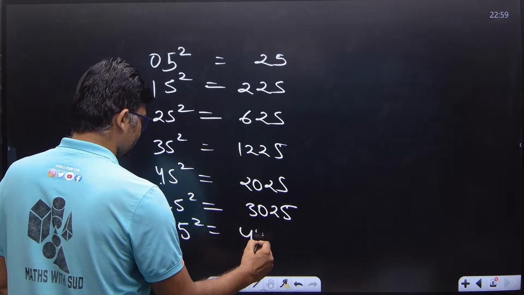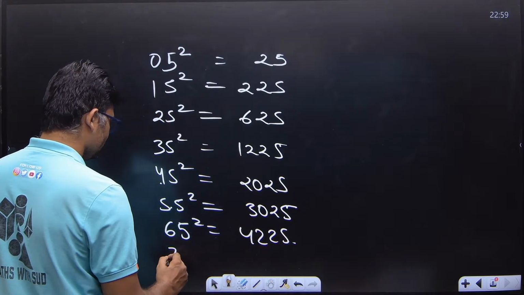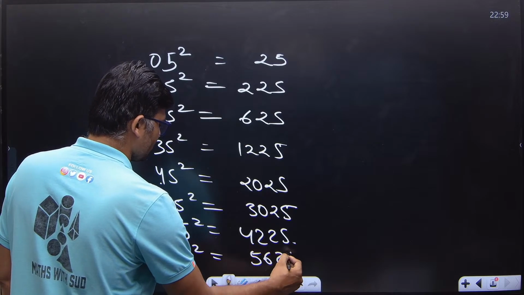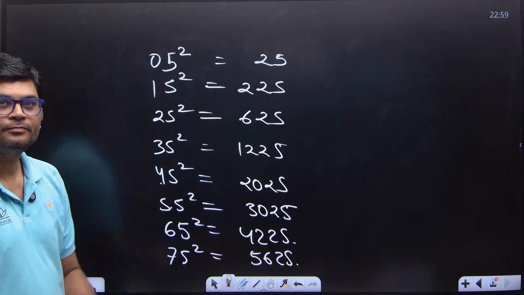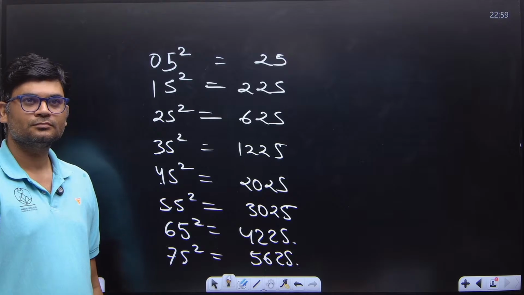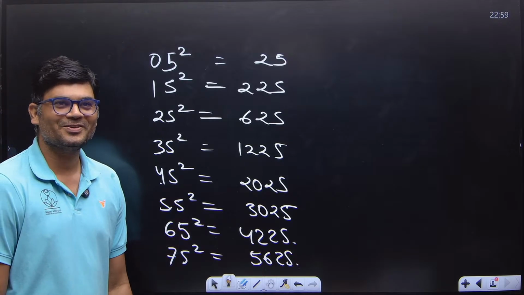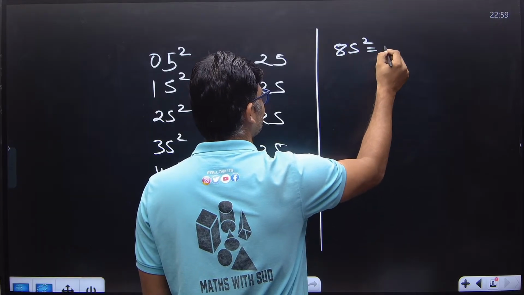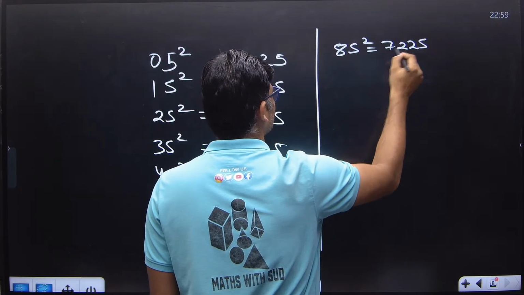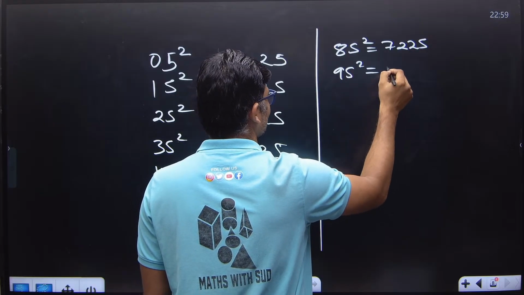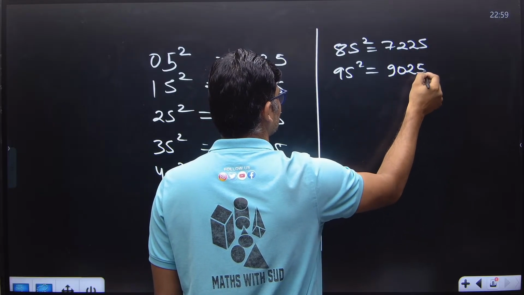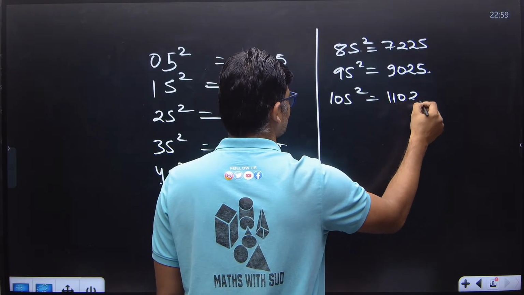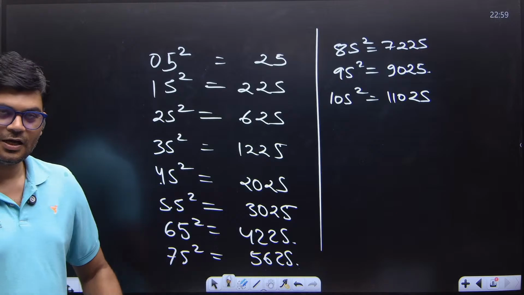75 squared. Oh, so it's just multiplied by the consecutive number above it. Okay. So what will be 85 squared? It's 7225. 95 squared? 9025. 105 squared? 11025. And it goes on like this.